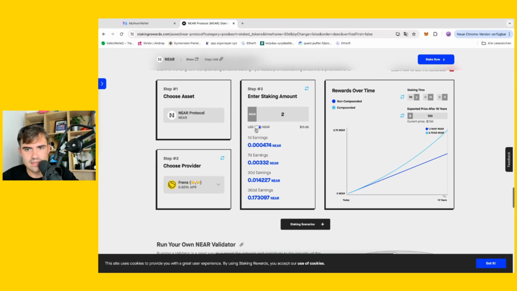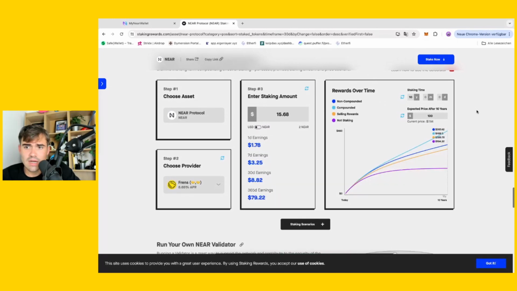And now let's click here on USD, what this would actually mean. And what you basically see is that if NEAR goes to $100 and you just constantly compound your staking rewards, then you end up with $459 after investing 20. Again, no financial advice, no nothing, but I think you can clearly see my point here.